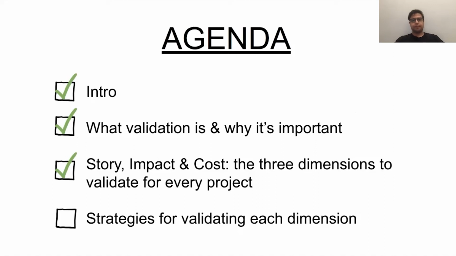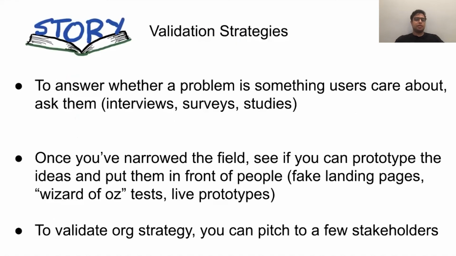So going back to our agenda, as we said before, when validating story, there are two things we want to pay attention to. Is this a problem that you just care about? And does this fit in with the overall vision and strategy of your organization? When first trying to answer question 1, there are several ways you can begin validating using user research.